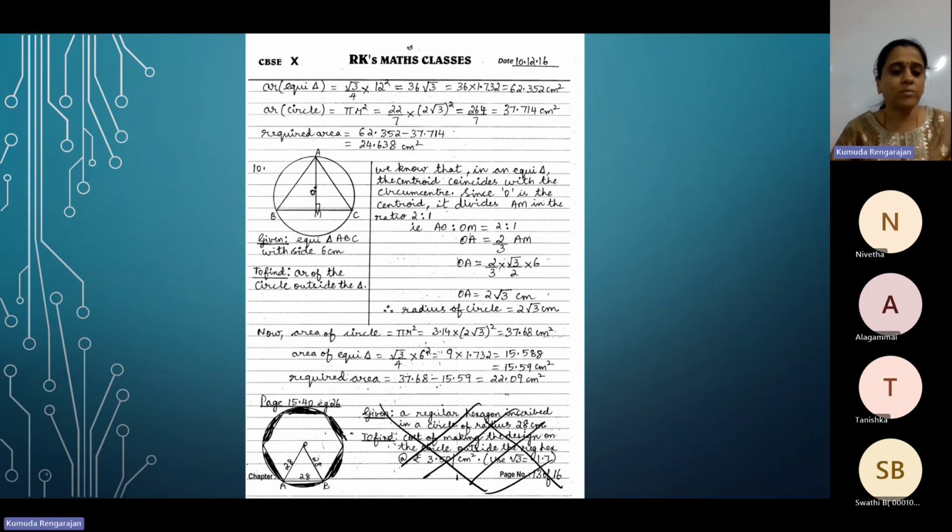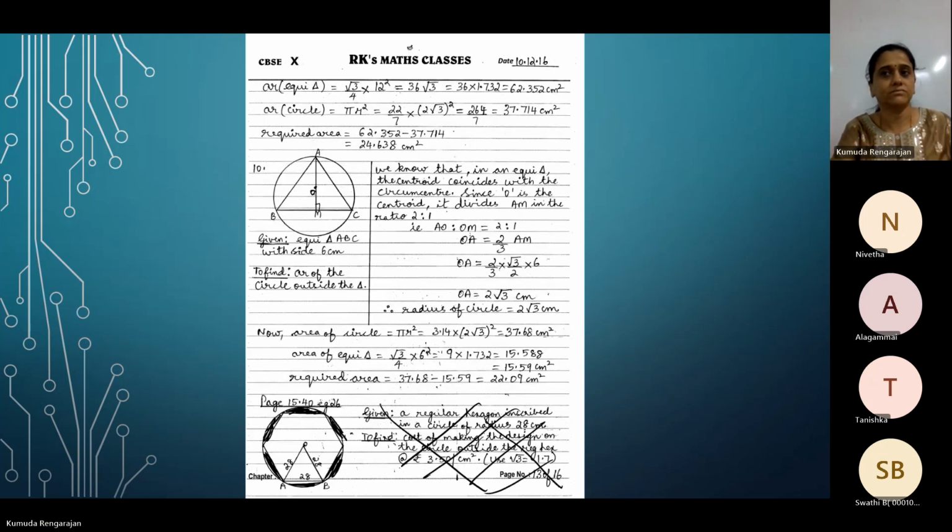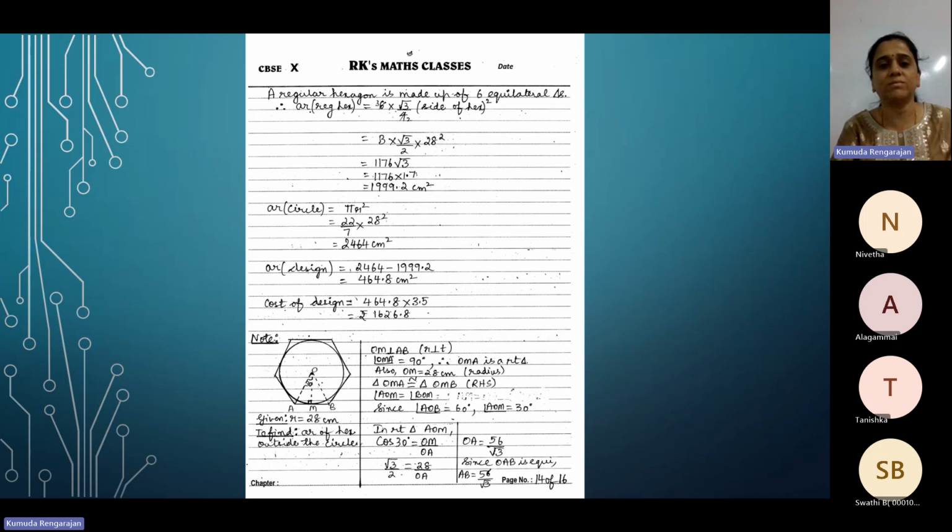Okay, so what's the formula to find the area of a hexagon? A regular hexagon is made up of 6 equilateral triangles. The area of an equilateral triangle is √3/4 into side square. So 6 equilateral triangles make this regular hexagon, so 6 into √3/4 a square. So please work.